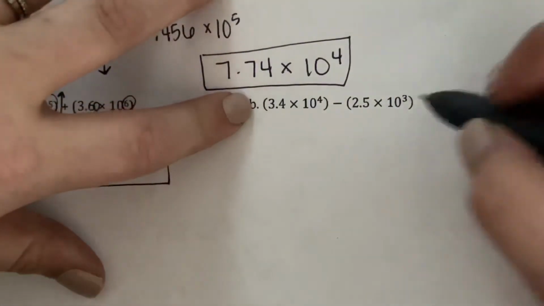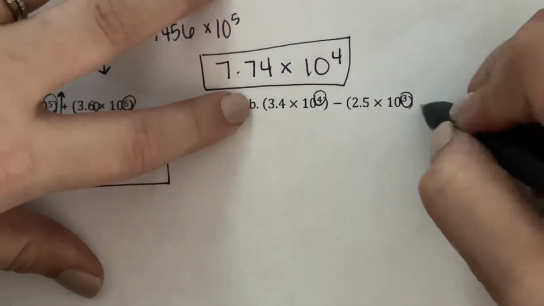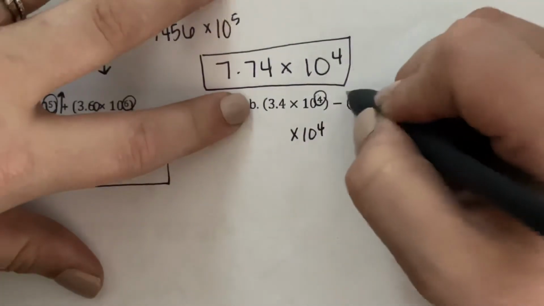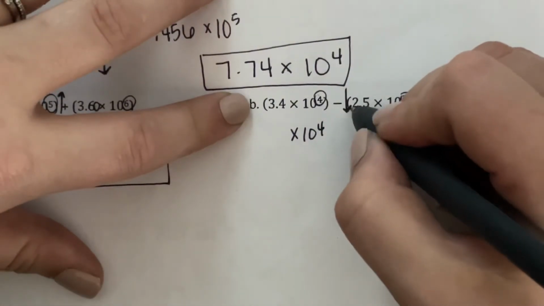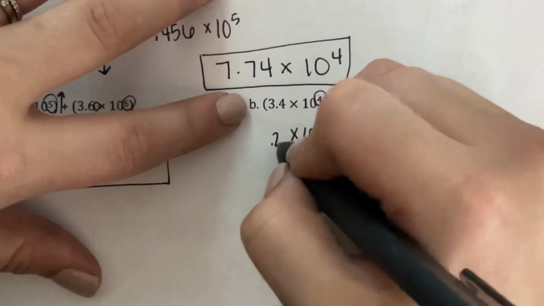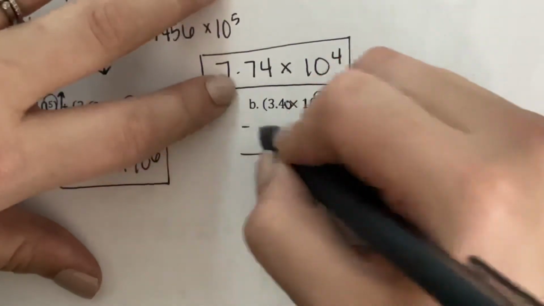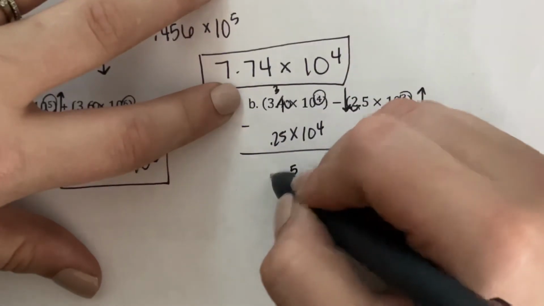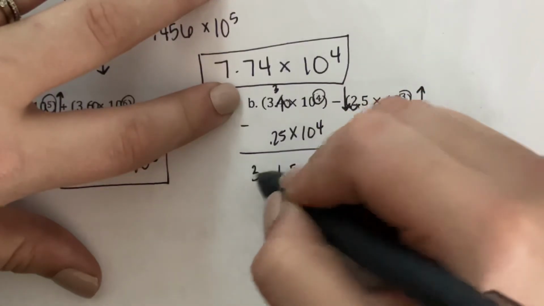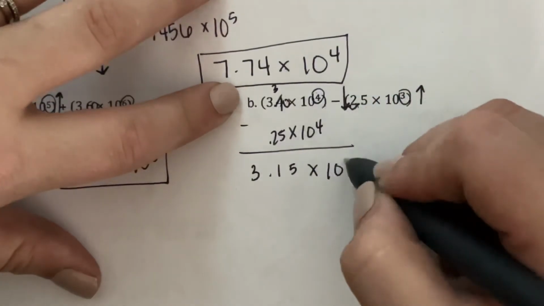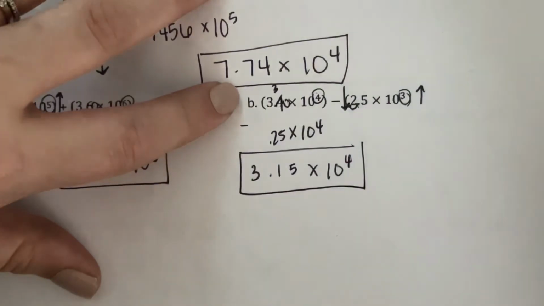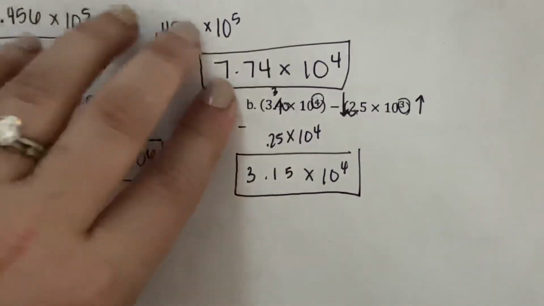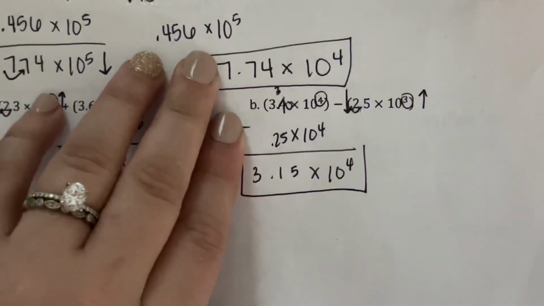Now I need to subtract. Make sure your exponents are the same. So I'm going to increase that to 4. Decreasing the coefficient, moving the decimal to 0.25. 0 minus 5 you can't do. Borrow. It'll be 5. 3 minus 2 is 1. Drop the 3 times 10. Keep the exponent. Okay. And there will be one more video for the very last page. Check out the next video.